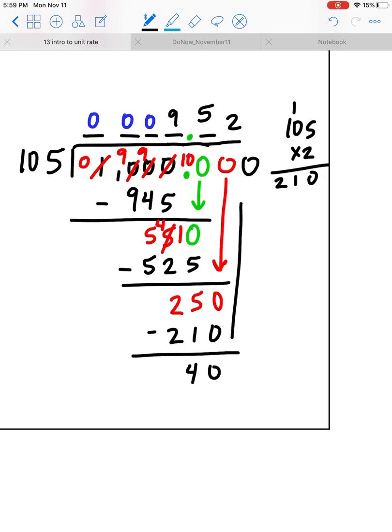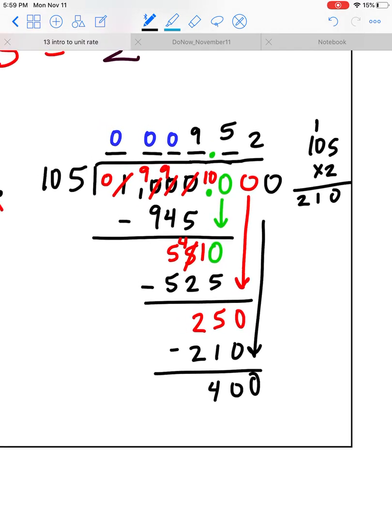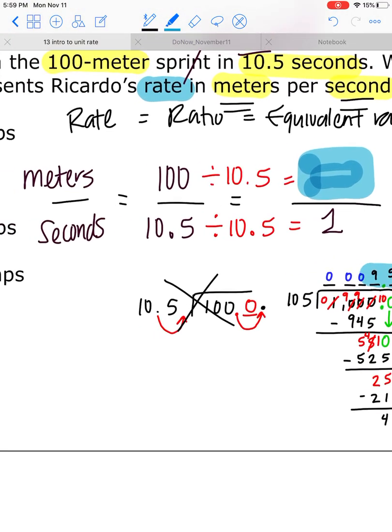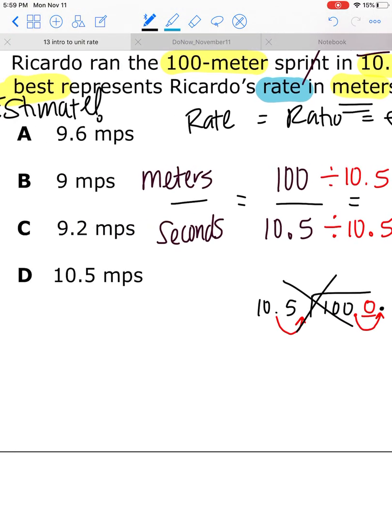You can keep going forever. But here's the thing, guys. You do not want to go more. I recommend that you stop here because remember, it is an estimate. So meaning that I can use this number now to make an appropriate estimate. So basically, which is closer to 9.52, we're going to go ahead and round.